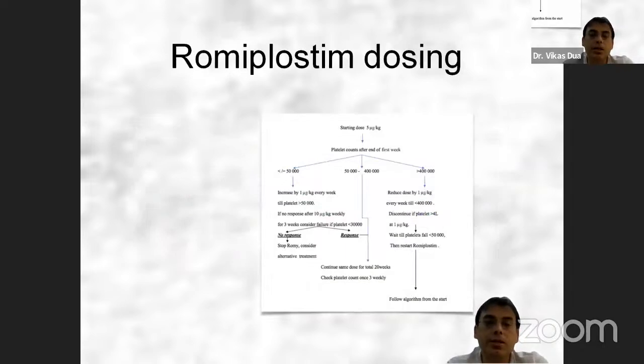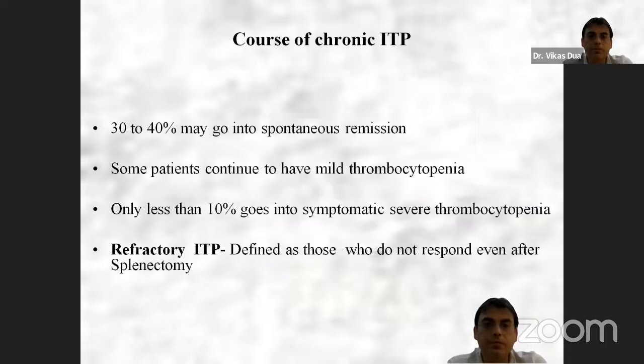For romiplostim, there is a starting schedule of 3 to 5 microgram per kg, weekly subcutaneous injection, and depending upon the platelet count, you decide whether to go up on the dose or decrease the dose, and the maximum recommended dose for romiplostim is 10 mcg per kg.